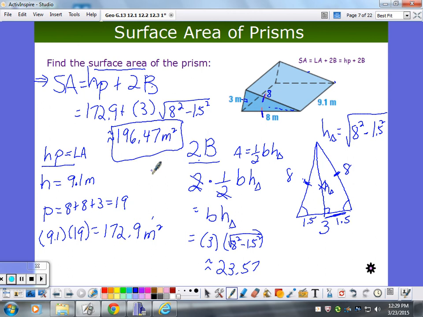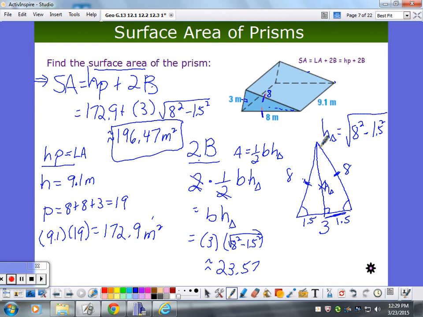The height? Which height? We have two heights. We have this H, which is the height of the prism, the distance between the bases, and then there's this height, the height of the triangle in the base. So which height? The second one.